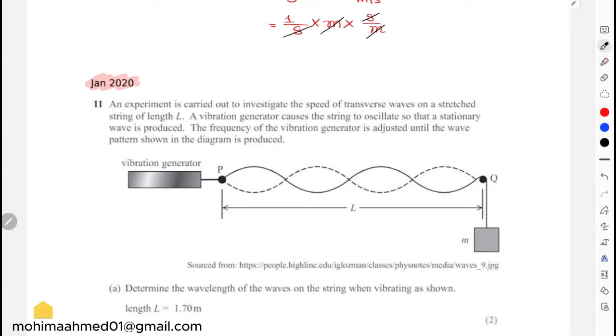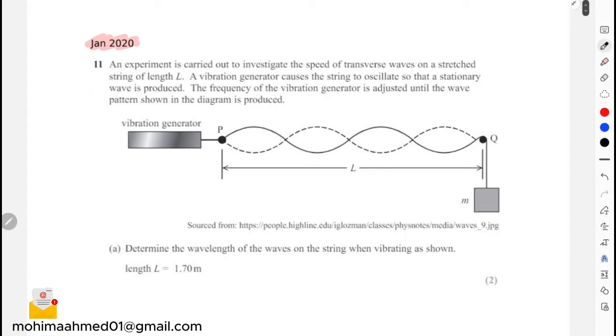This is from Jan 2020, and it says that an experiment is carried out to investigate the speed of transverse wave on stretched string of length L. The vibration generator causes the string to oscillate so that the stationary wave is produced. The frequency of the vibration generator is adjusted until the pattern shown in the diagram is produced.